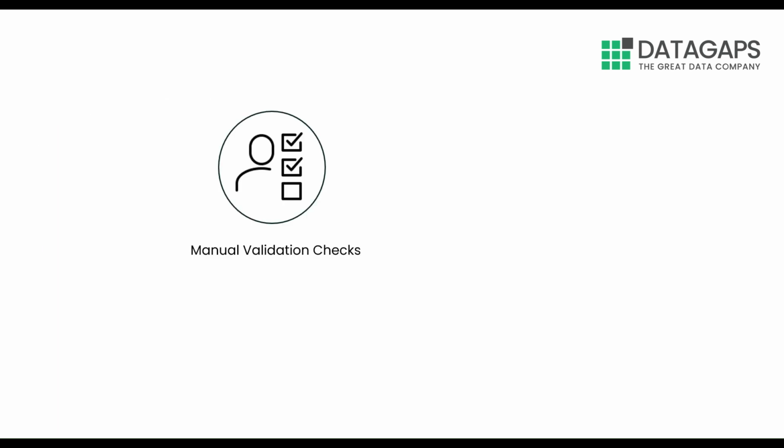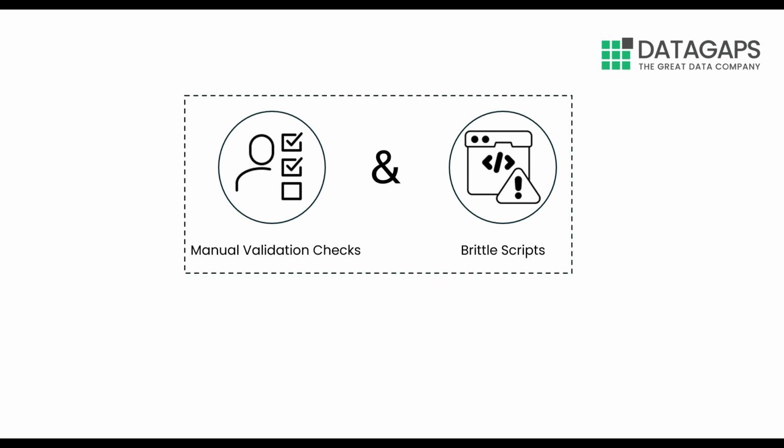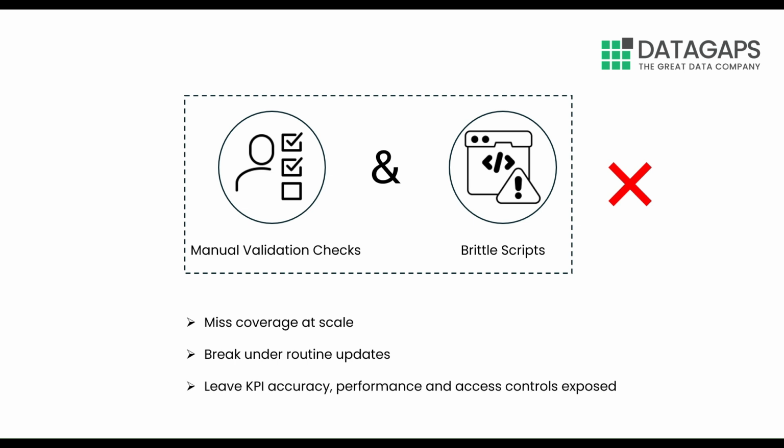Manual validation checks and brittle scripts can't keep pace with change. Both miss coverage at scale, break under routine updates, and leave KPI accuracy, performance, and access controls exposed.